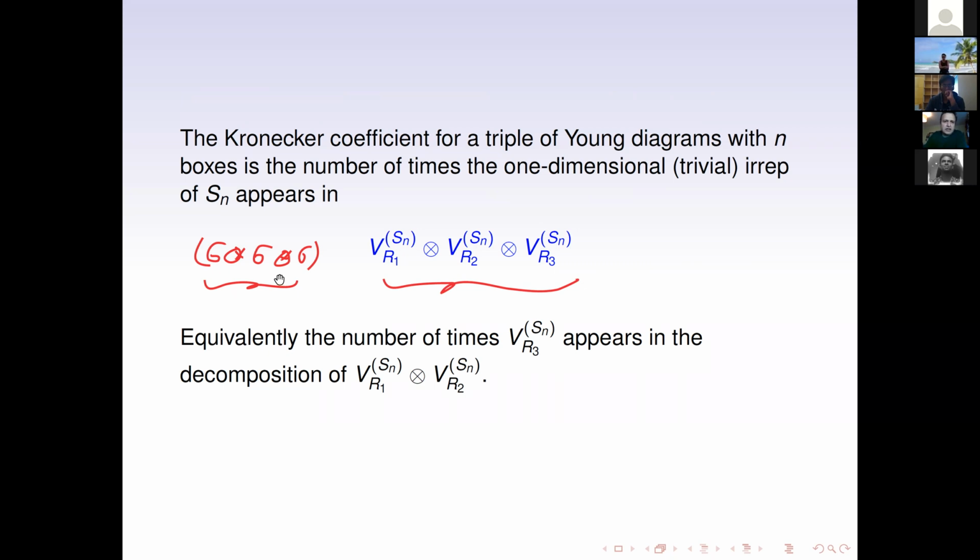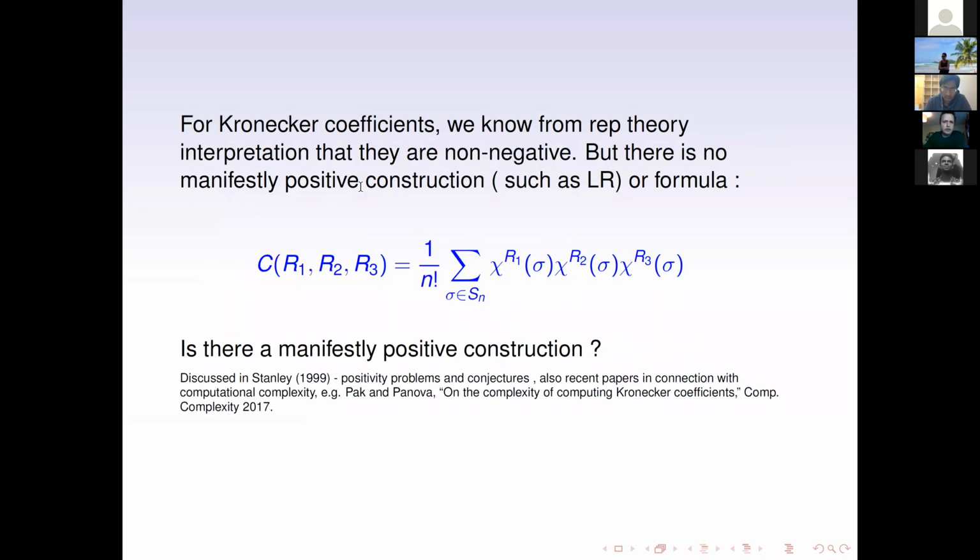And you can ask how many times, when you decompose that, the trivial representation appears. That number is called the Kronecker coefficient. Equivalently, it is the number of times, if you take R1 tensor R2, how many times R3 appears in that tensor product decomposition. So that's a group theoretic quantity, in a way quite like the Littlewood-Richardson, which was slightly different, but same sort of thing. So you might ask, is there a combinatorial construction for the Kronecker coefficient? And that's a question that has been asked for a long time.